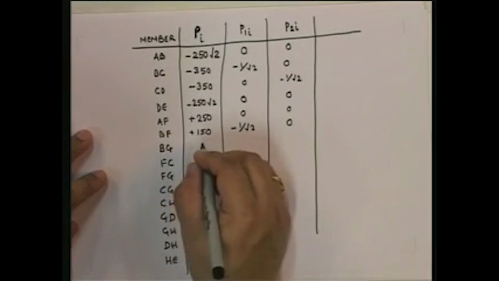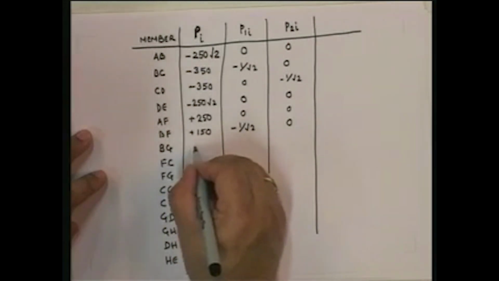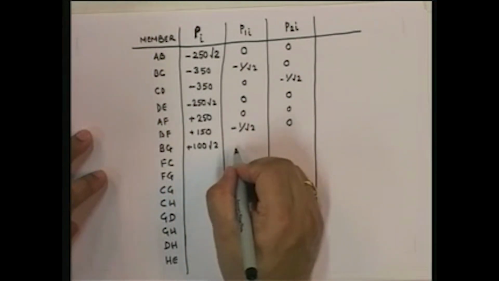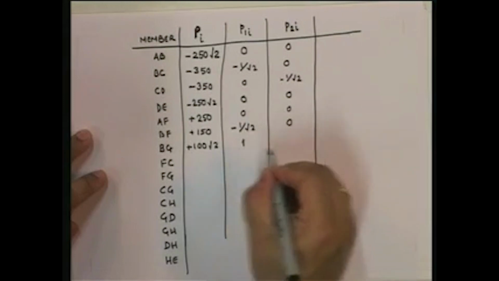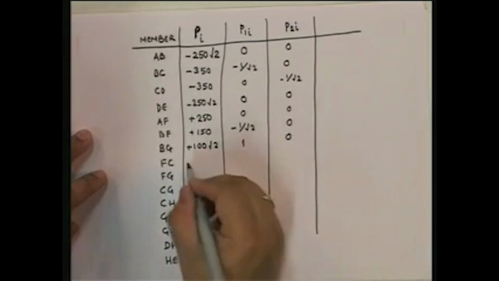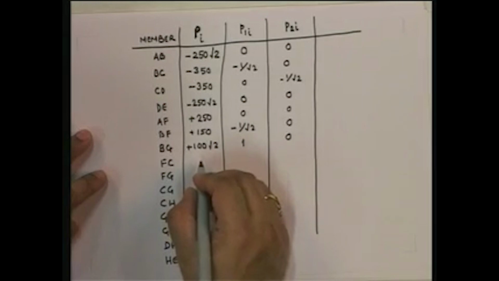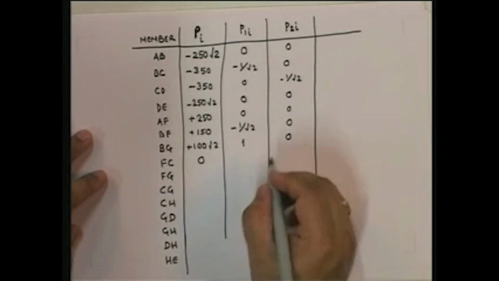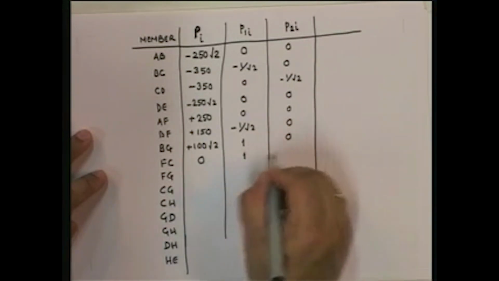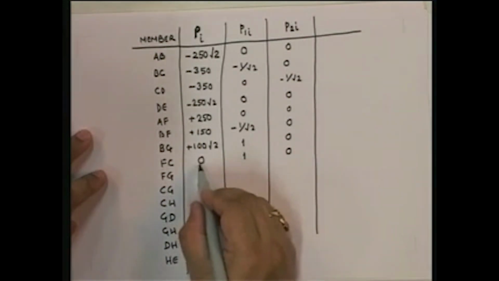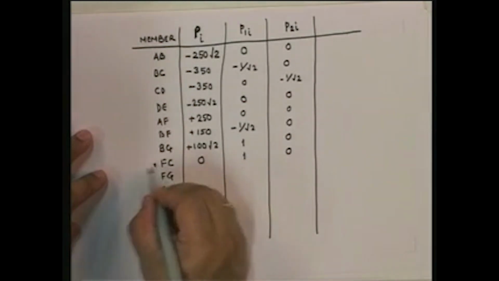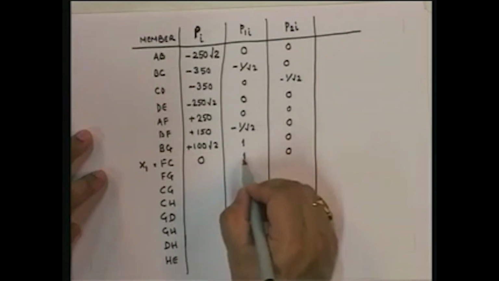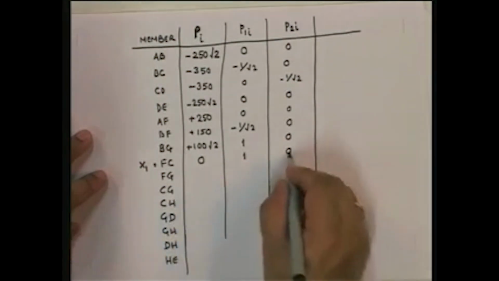BG is going to be plus 100 root 2. Here BG is equal to 1. In here BG equal to 0. FC is equal to 0 here, because FC is x1. So here it's going to be 1, and here it's going to be 0. The force here is x1, so obviously it will be 0 here, 1 corresponding to x1 equal to 1, and 0 when x1 equal to 0.